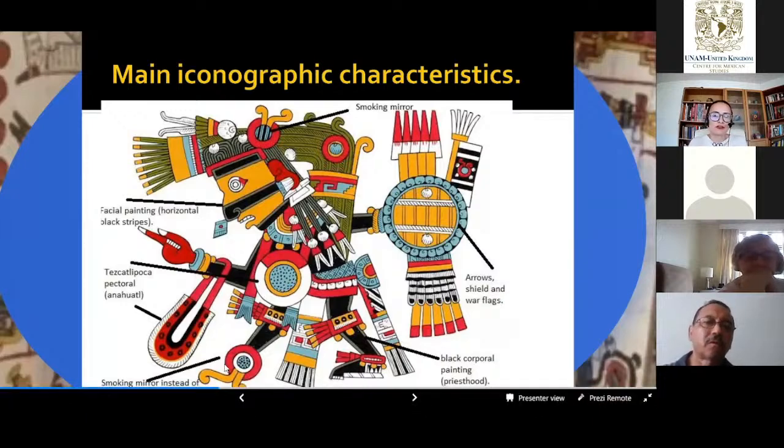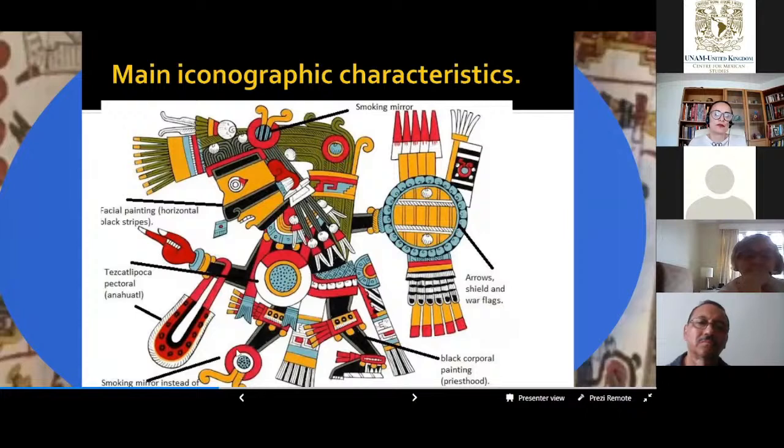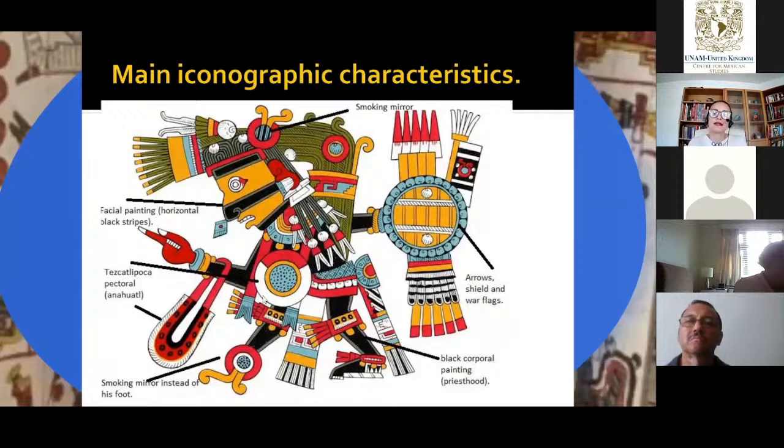He has lost a leg, and instead a foot. He lost a foot, and in the foot we have the mirror as well with the smoke. We have this very important element, a pectoral called anahuatl, that is very characteristic of him. Another way to recognize him easily is the facial painting, the black stripes across his face. He also has parts of his body in black, and other elements that he exchanges with other gods. He normally appears as a warrior, and because of that is related to arrows, the shield, and the war flag.